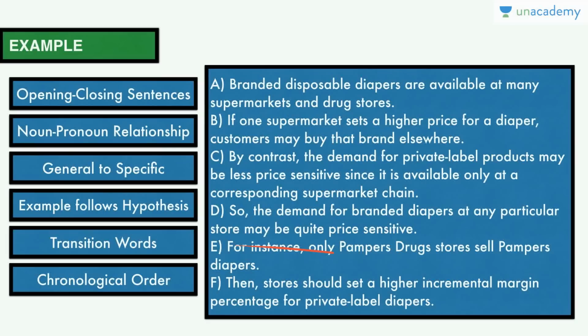Okay, so sentence E: for instance, only Pampers drugstores sell Pampers diapers. Okay, so this gives me a hint of some exclusivity. Did we talk about exclusivity somewhere?